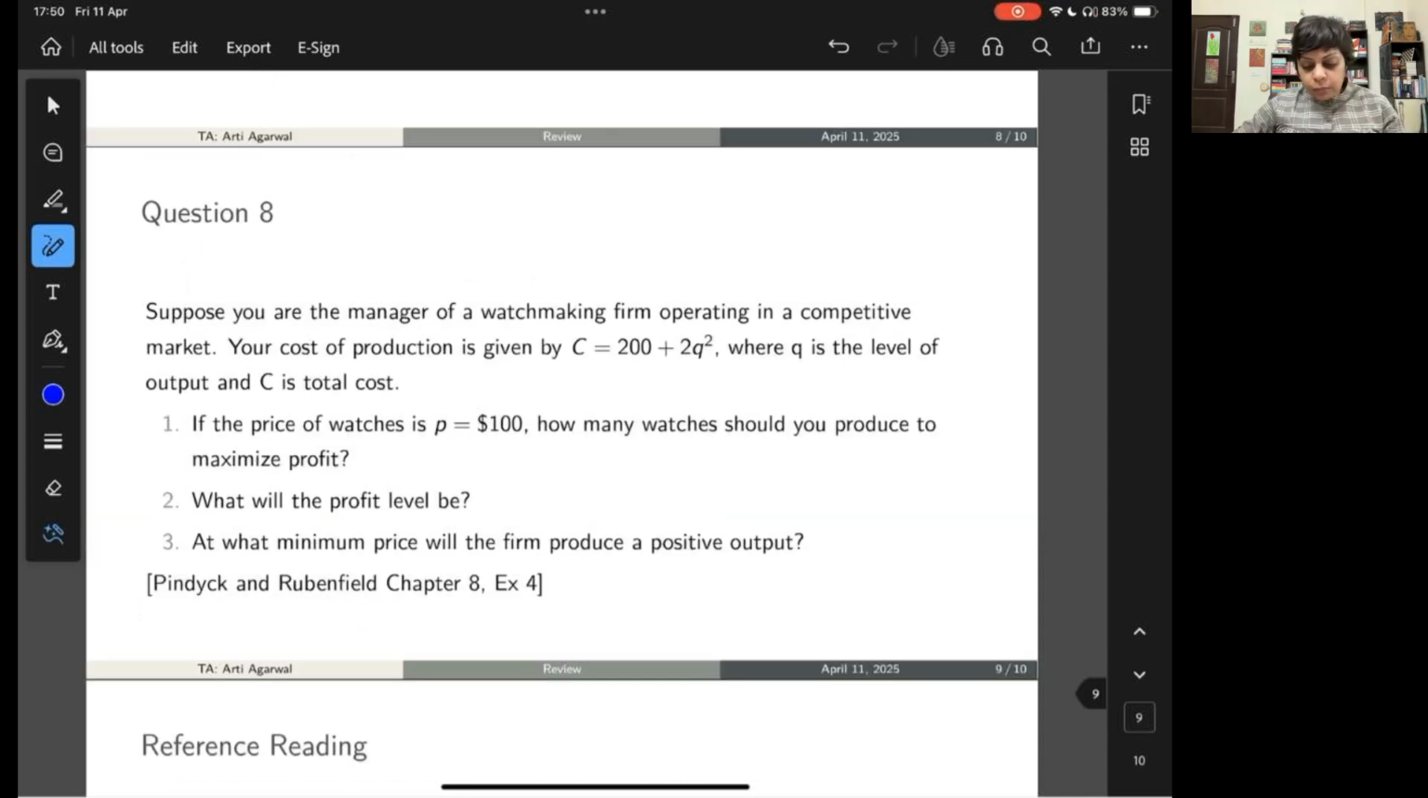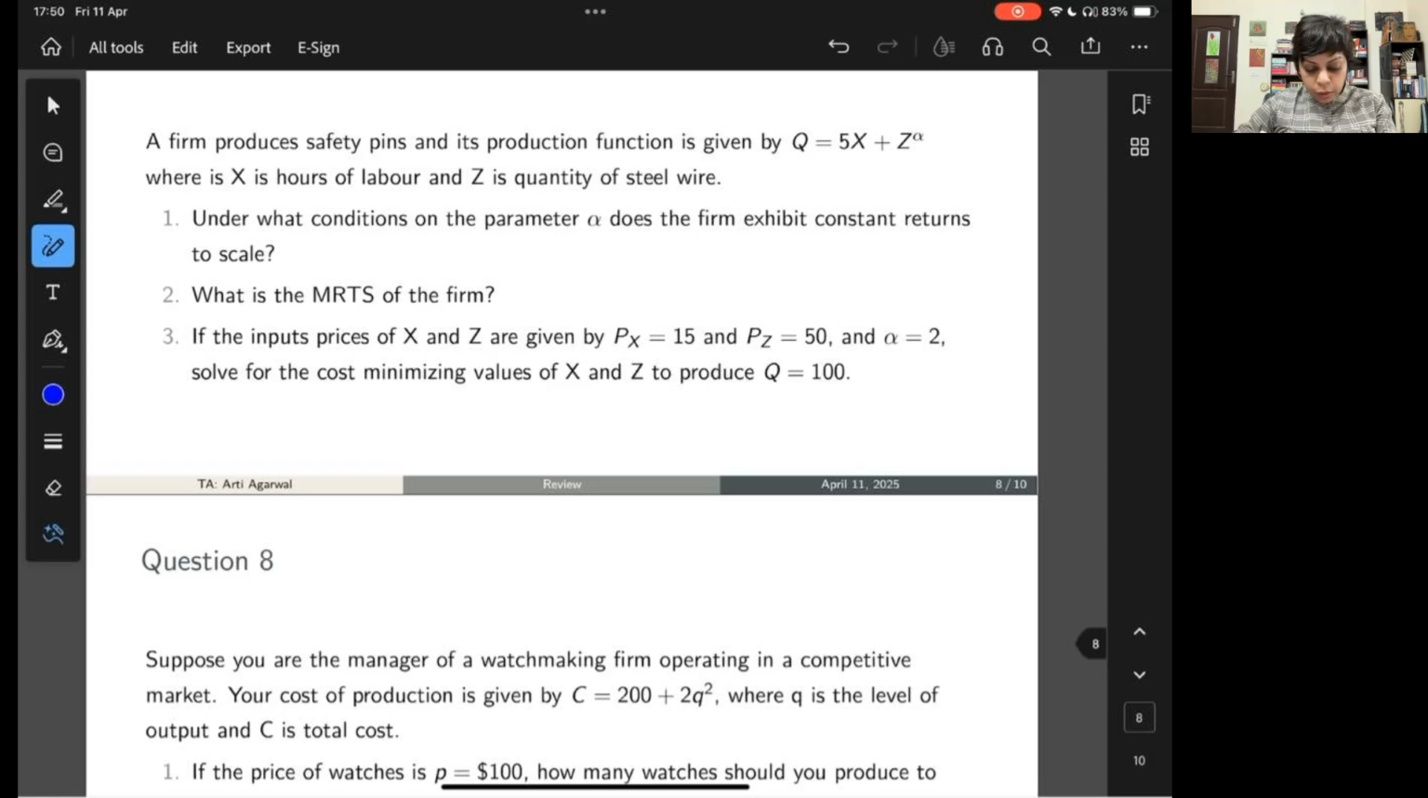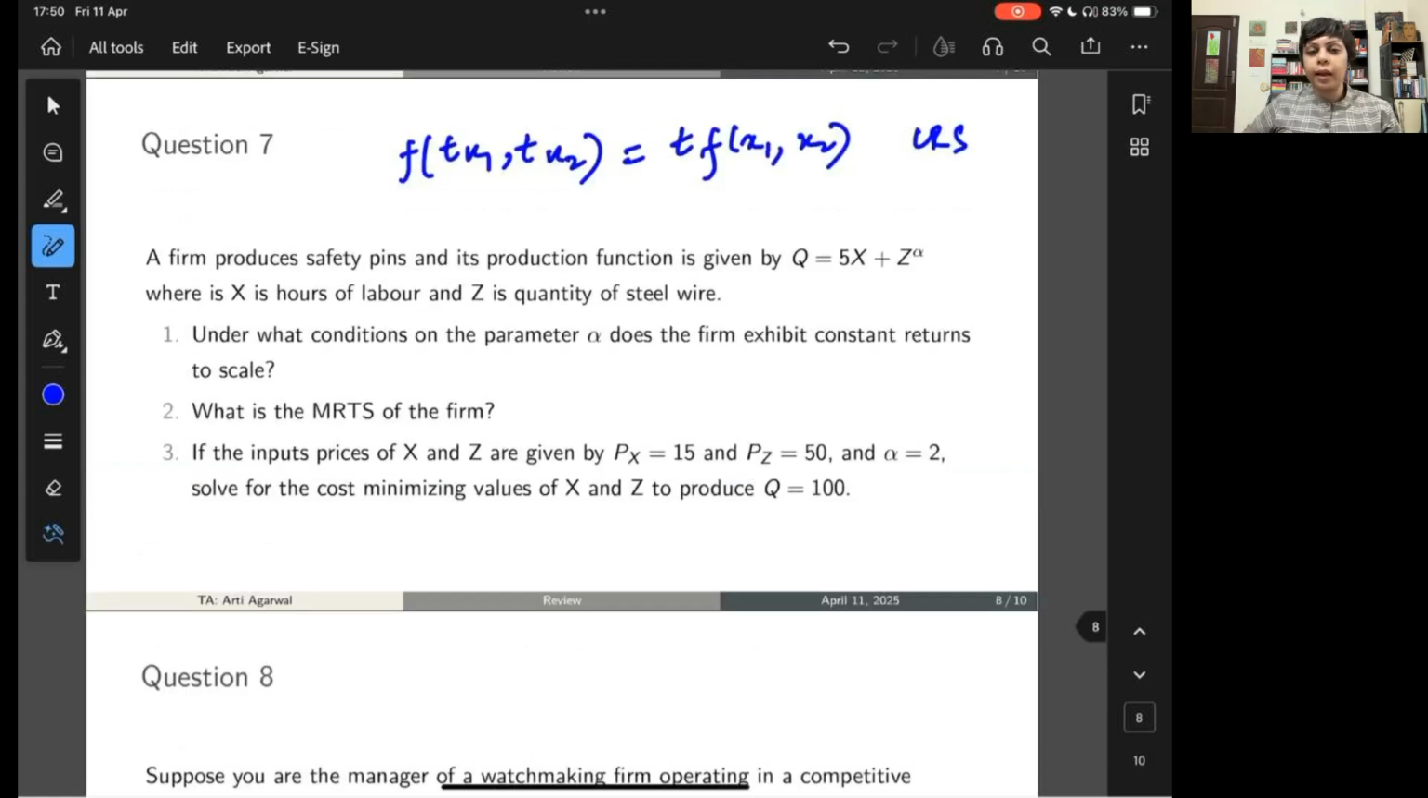The optimal, what is it asking? Cost minimizing values of x and z we can calculate, same as what we did before. You are given the prices, you are given the value of alpha, you're asked to solve for cost minimizing values of x and z. We just take MRTS and prices, and from there we get the cost minimizing values.